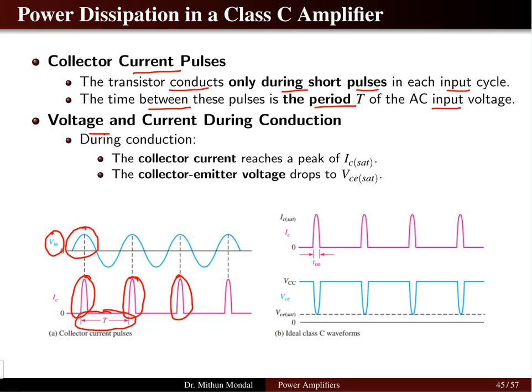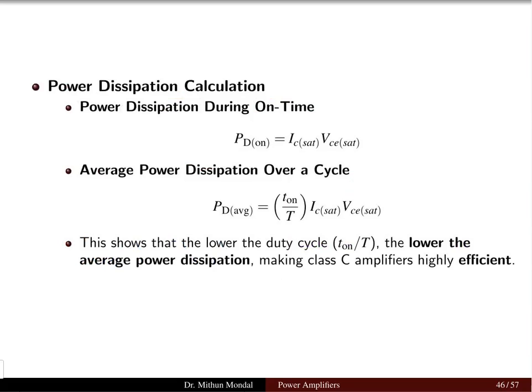If we talk about the voltage and the current during this conduction process, then during conduction, the collector current will reach the collector maximum saturation current. So this is the maximum current of the collector, and the voltage will also reach its maximum value, that is, the collector to emitter saturation voltage. So the voltage is reaching its maximum and the collector current is also reaching its maximum during the conduction. The power dissipated during the on time is basically the product of collector current and collector to emitter voltage at the saturation point.